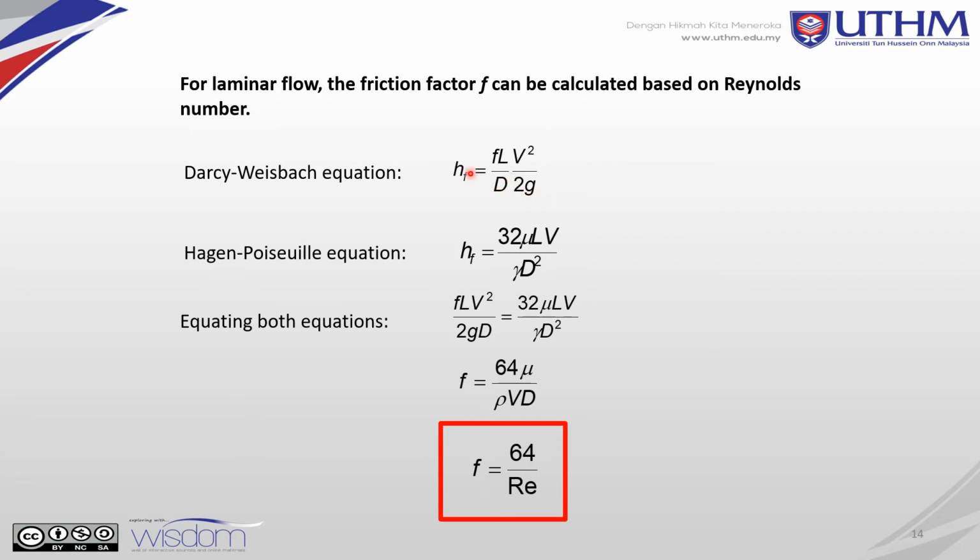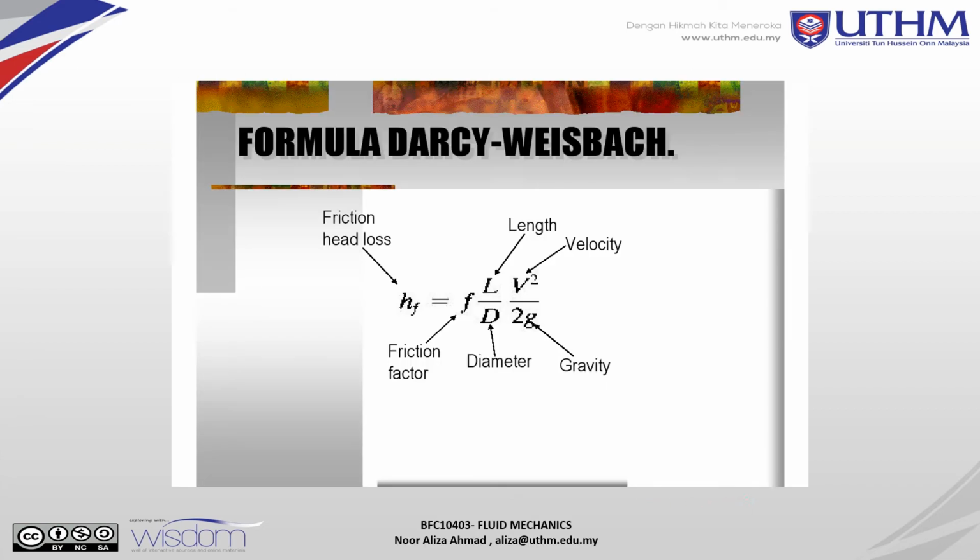Okay, this Darcy-Weisbach equation, HF equals FL V squared over 2GD, is for the Darcy-Weisbach equation. For Hagen-Poiseuille, we use this other equation. No need to worry, all these equations are given in your final or in your test. Using both equations, we get F is equal to 64 divided by Reynolds number to find F, the friction factor for laminar flow.